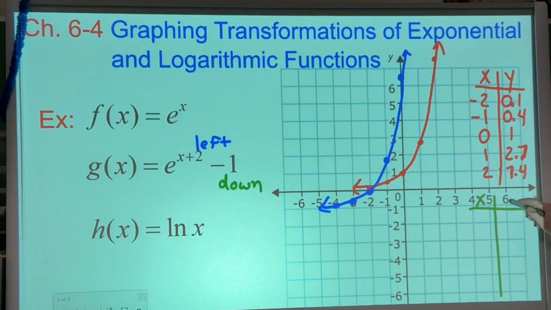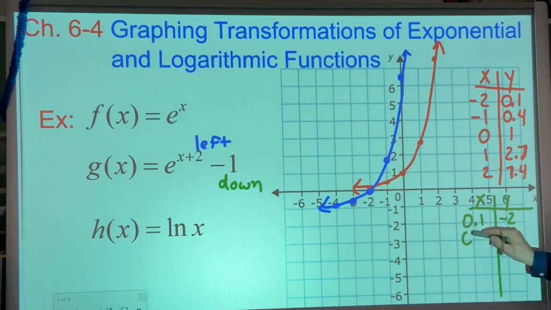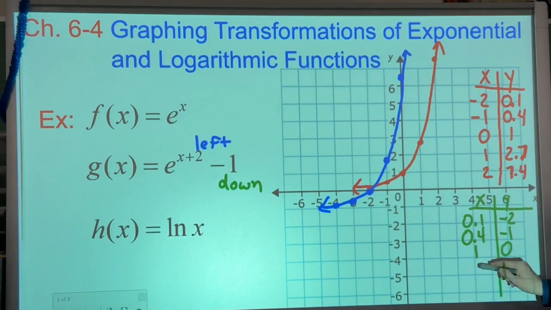The inverse, instead of -2 and 0.1, it would be 0.1 and -2. Instead of -1 and 0.4, it'd be 0.4, -1. Instead of 0, 1, 1, 0. Instead of 1 and 2.7, 2.7 and 1. 7.4 and 2. That's how we're going to graph our inverse function. We take every one of these points, we flip it.